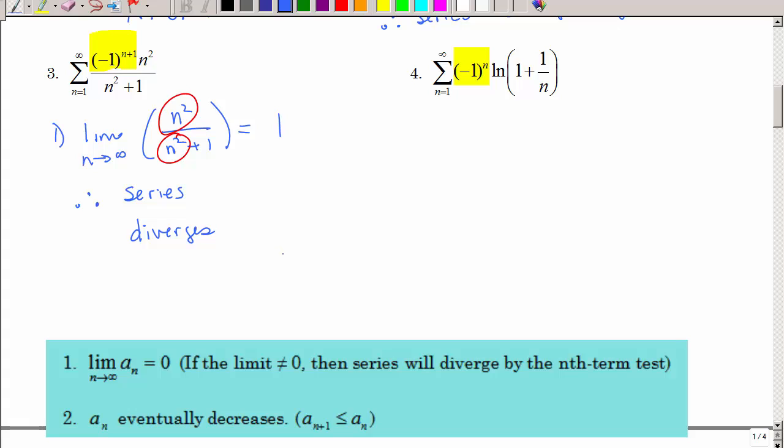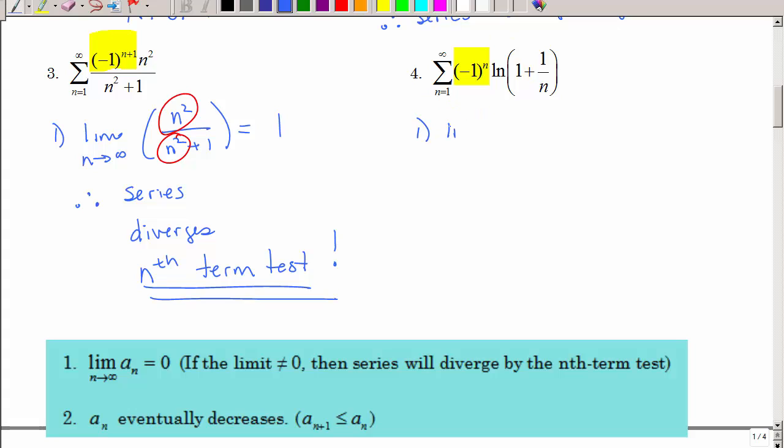Why does this diverge? This is the nth term test. The nth term test. Be very careful. And you're done.